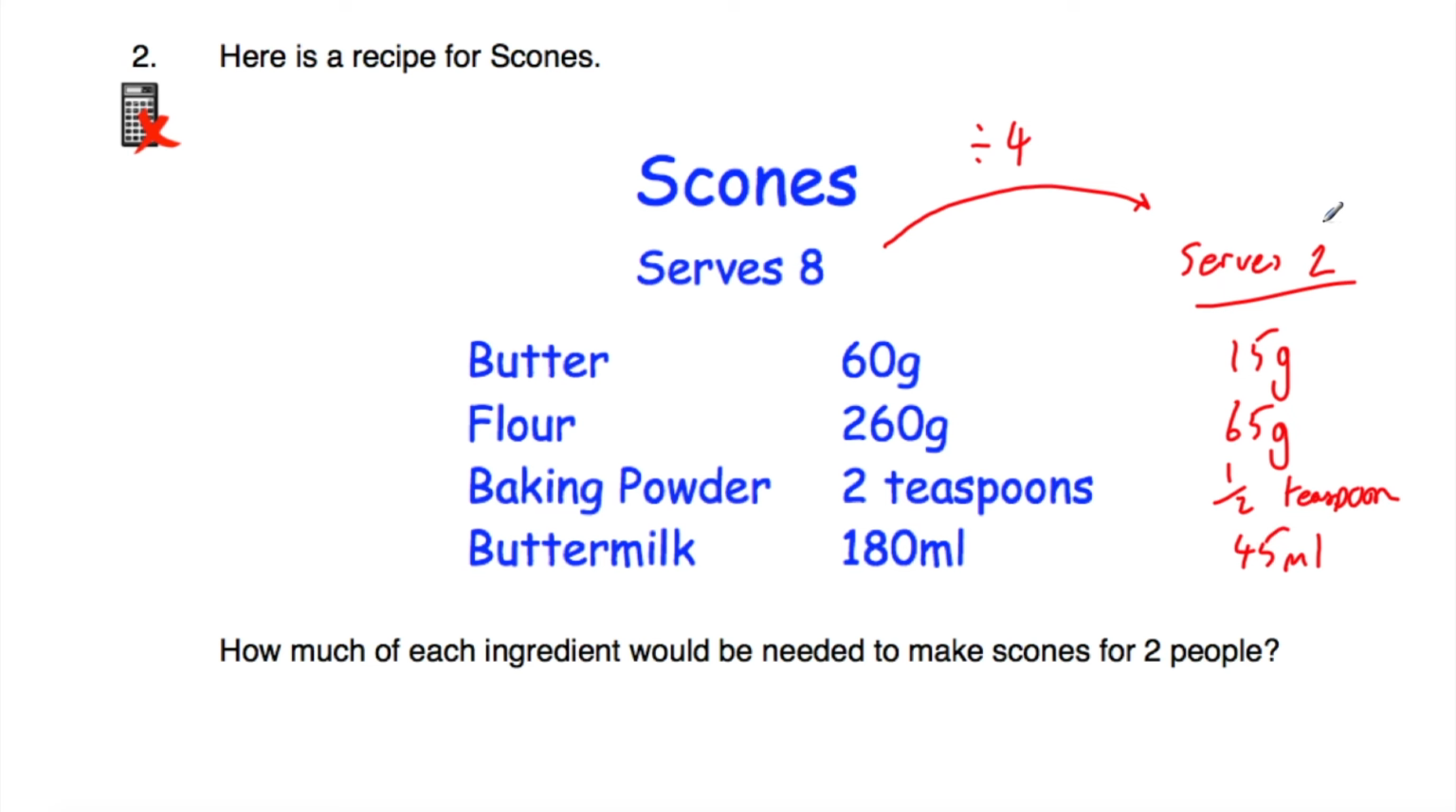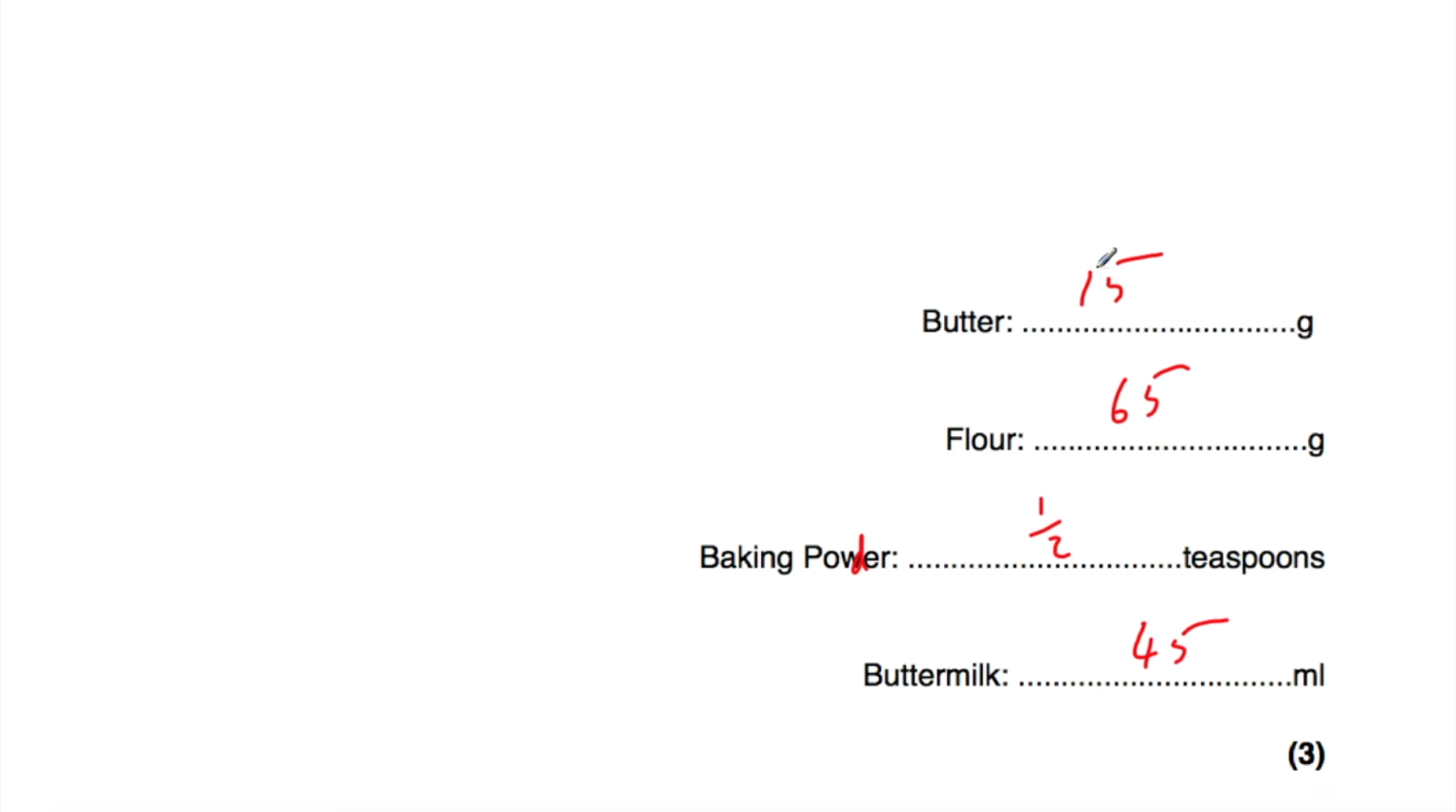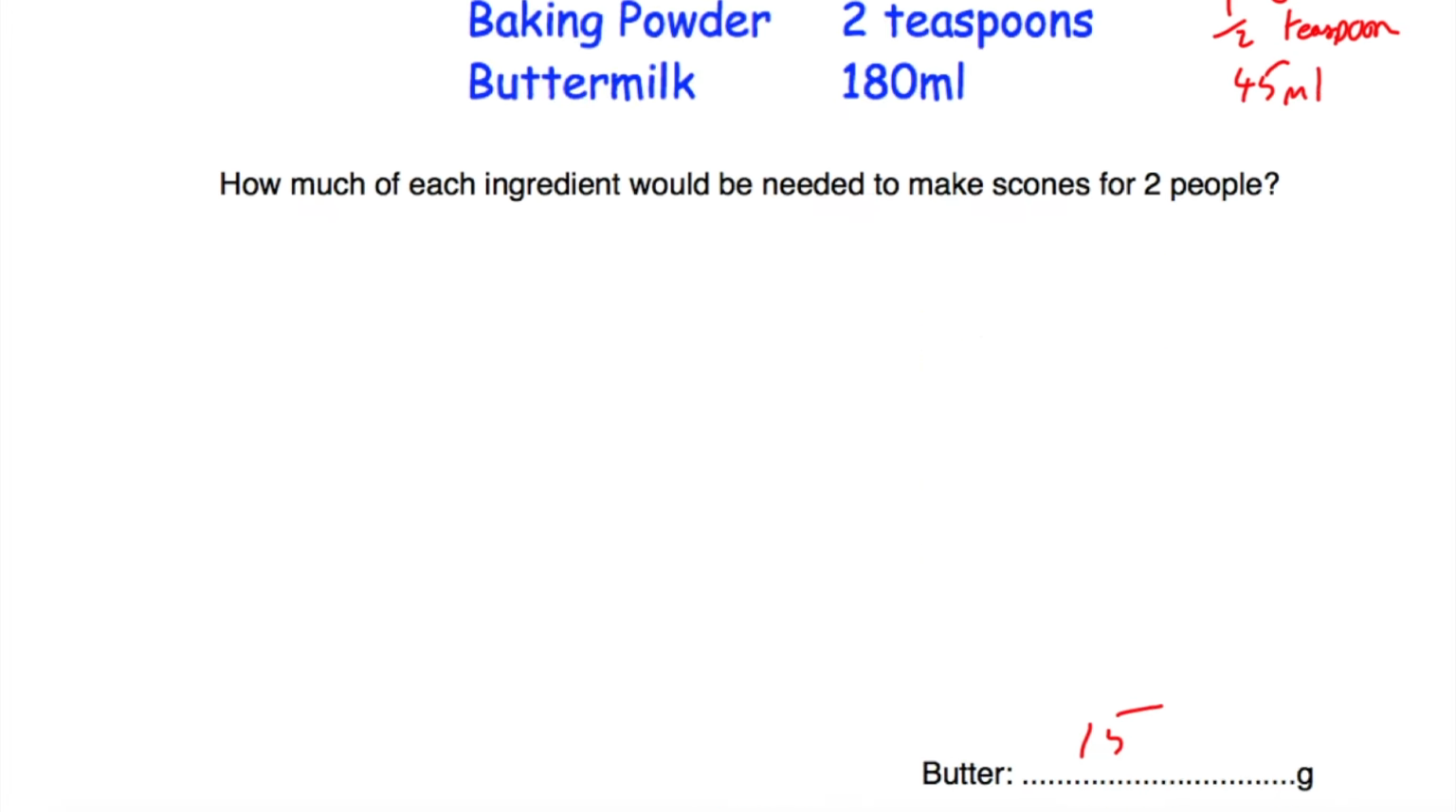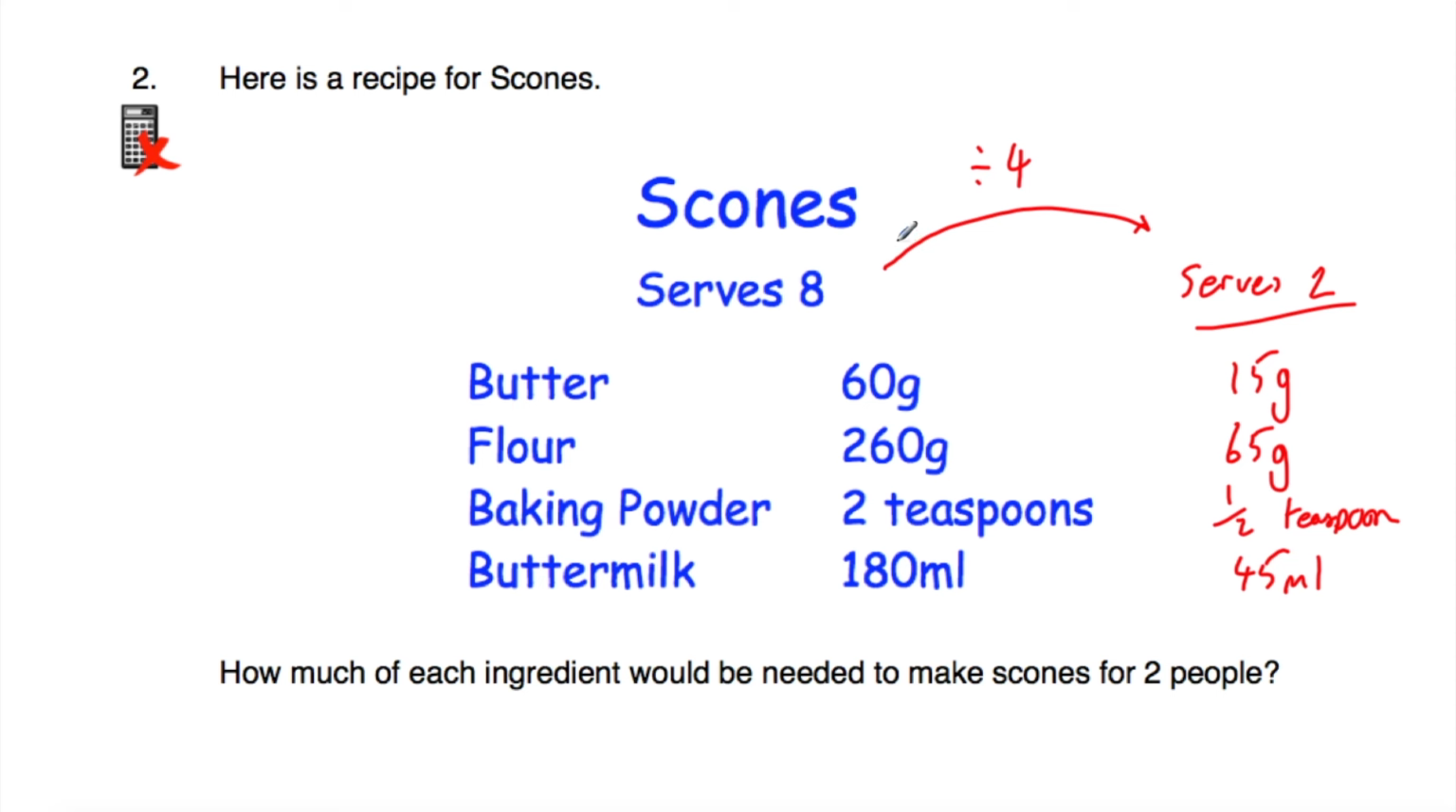And that's it. So for 2 people, we would need 15 grams of butter, 65 grams of flour, half a teaspoon of baking powder, and 45 millilitres of milk. So let's write that down. And just to recap in this question, because the list we were given served 8 people and we wanted it for 2 people, I just divided it by 4.